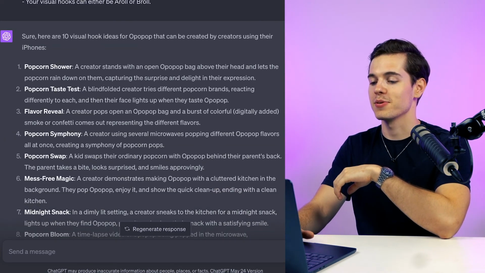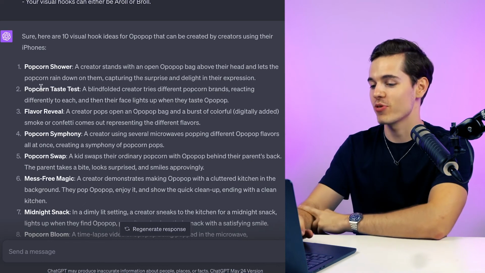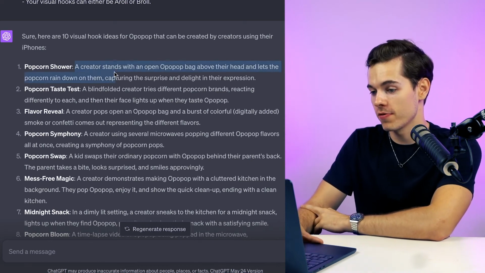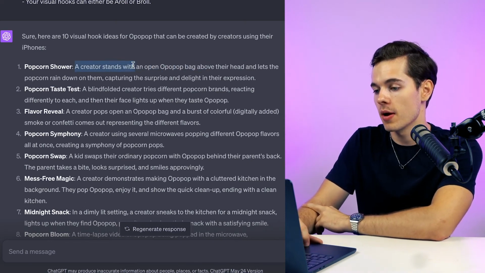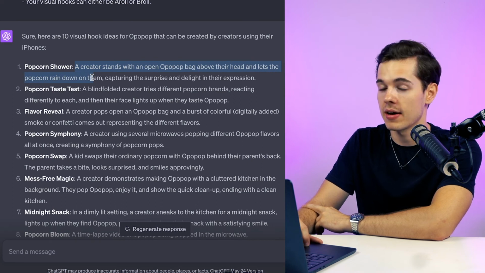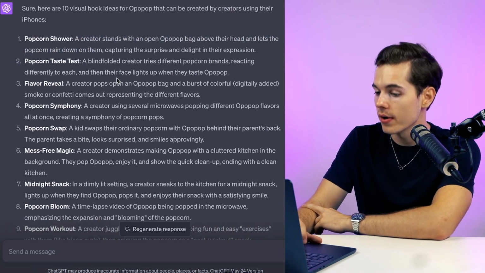And yeah, it came up with some pretty crazy ideas, but also some pretty fun ones as well. Like for example, this first one, a creator standing with a popcorn bag above their head and letting the popcorn rain down on them. That's a good visual hook. And once again, develop these, work on the prompts, and yeah, you'll have some good ideas to combine the visuals with the direct call outs, and you've got yourself a solid hook.